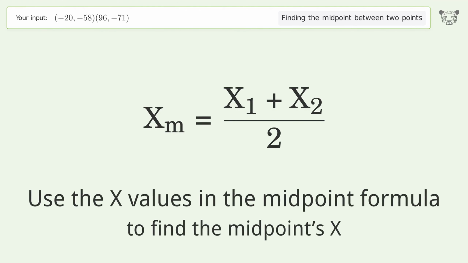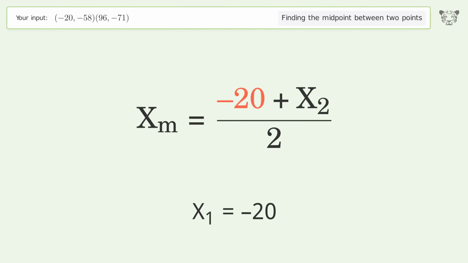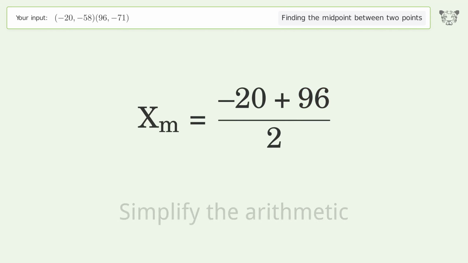Use the x values in the midpoint formula to find the midpoint's x. x1 equals negative 20. x2 equals 96. Simplify the arithmetic.